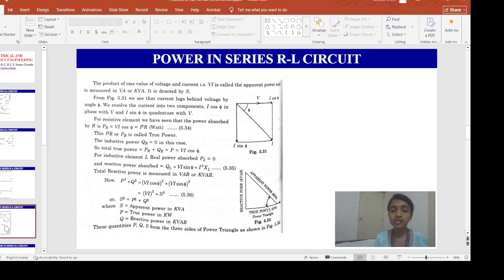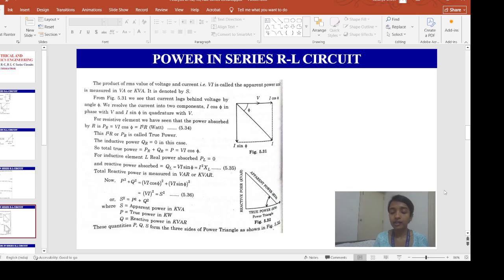So, this is my power triangle. Because this side, if you look at this triangle, this side is my what? This side is my VI cos phi, true power. This side is my VI sin phi. And this is my resultant vector, which is the apparent power.